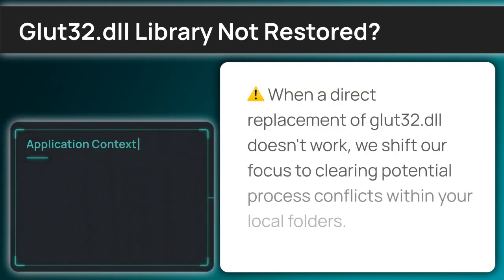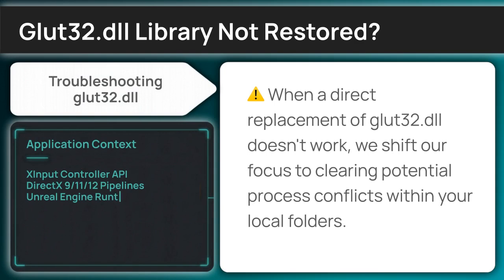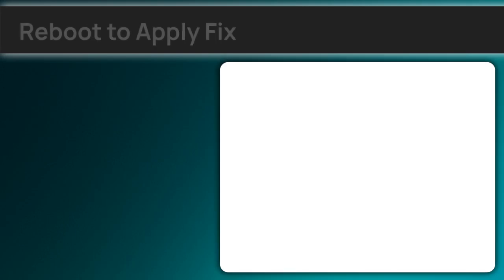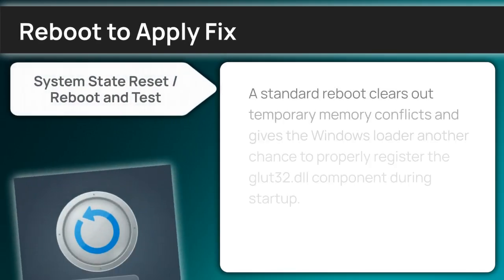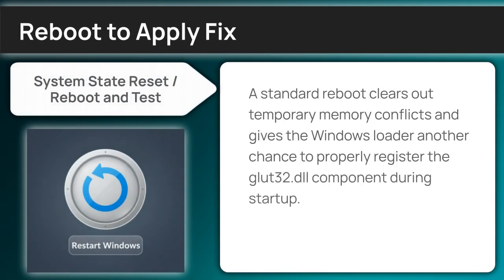If the installer was unable to bridge the gap, we will move to phase 2 of our diagnostic to refresh the system's memory. A system reboot is a reliable way to clear away zombie processes that might be interfering with the Glut32. It's a low-impact step that ensures your operating system is starting with a synchronized environment.